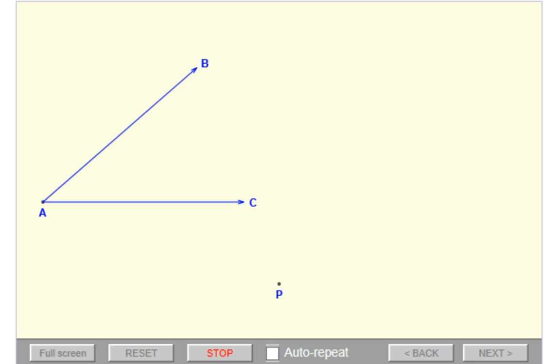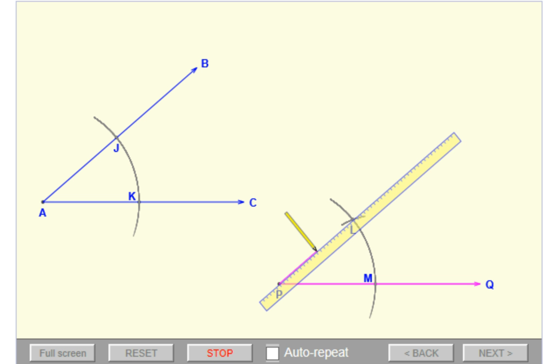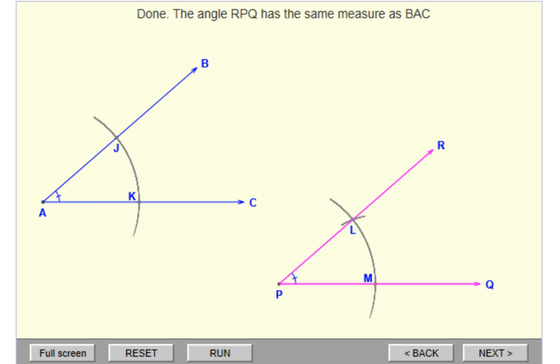So here's the angle we want to copy. We're going to draw a ray to represent the bottom ray, and then make an arc on the original triangle through both rays. We'll duplicate that arc on our copy and then measure from the intersections from K to J. Copy that measurement onto our copied angle and then connect up point P with that intersection that we drew. And now we have the angle copied.